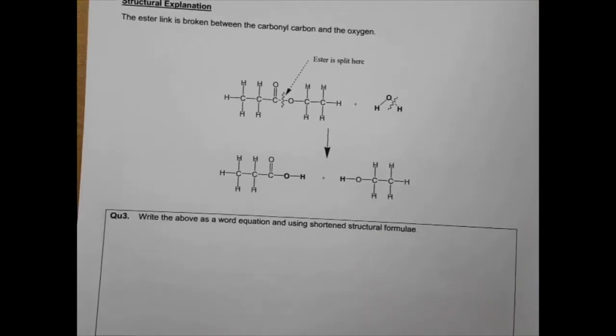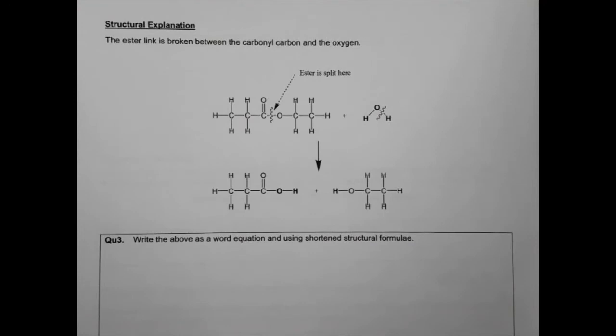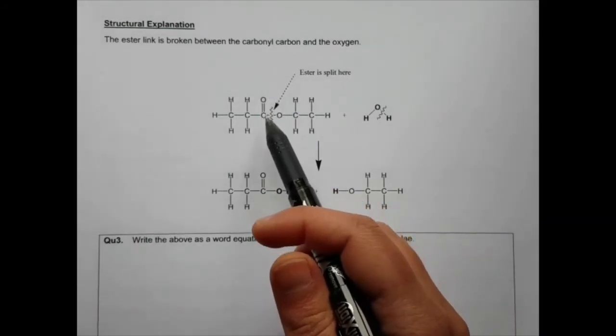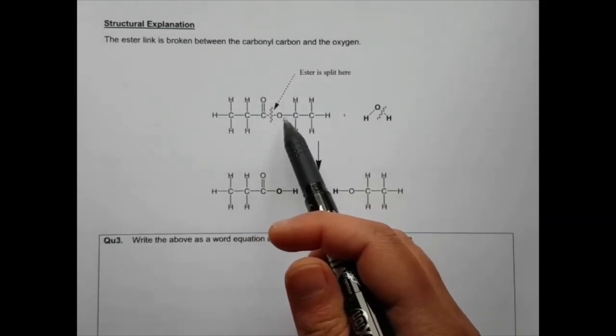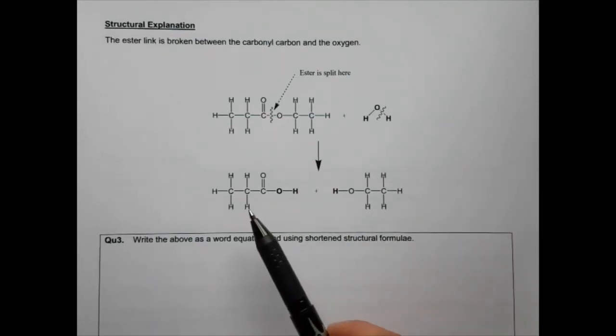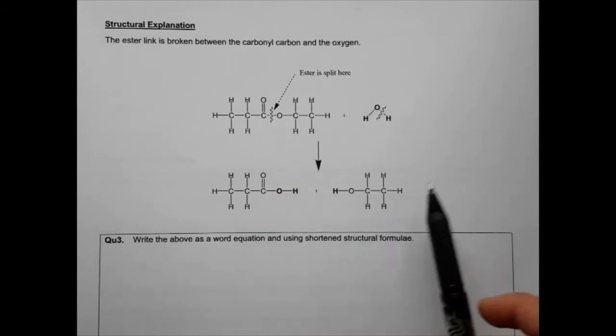So on page 35, we then have the structural explanation for what's happening when the ester link breaks. So our ester link splits between the carbon with a double bond to the oxygen and the other oxygen, and then we add in water, just as it shows on the diagrams here. And that's how we regenerate the carboxylic acid and the alcohol.